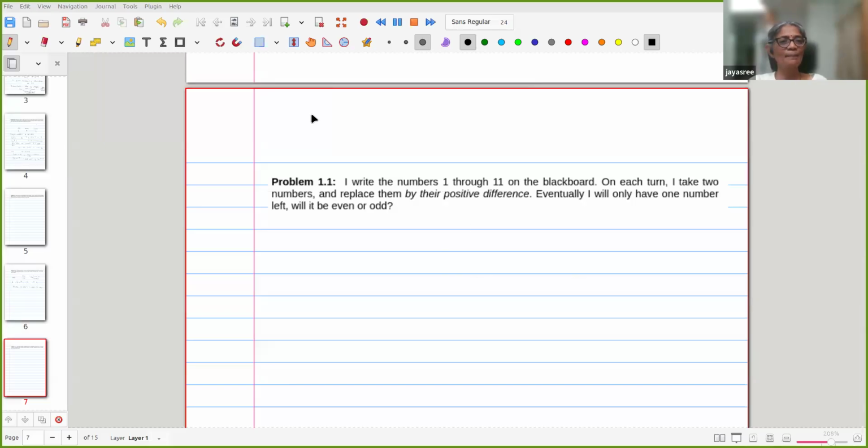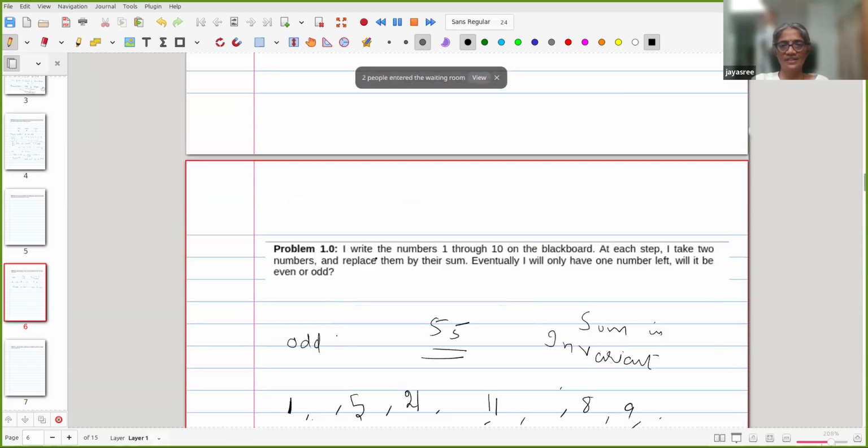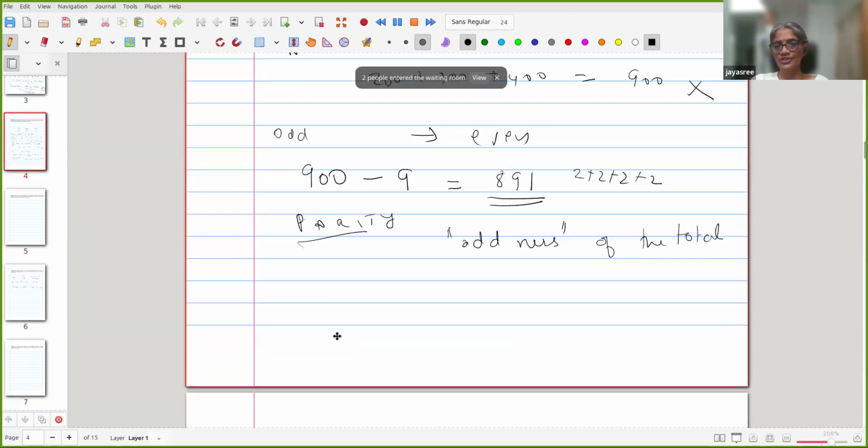Why did I say that parity is invariant? Can somebody explain? I said parity is the oddness, right? Where is that? Here. Who asked that question?